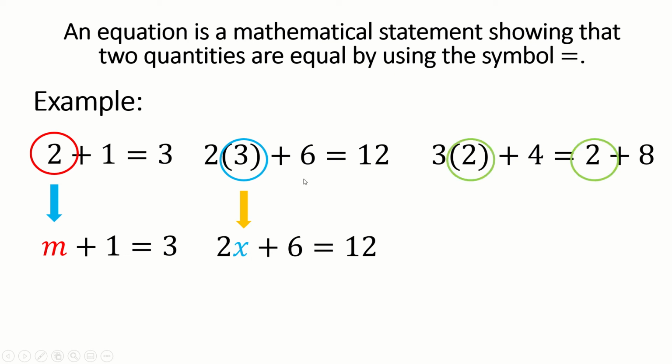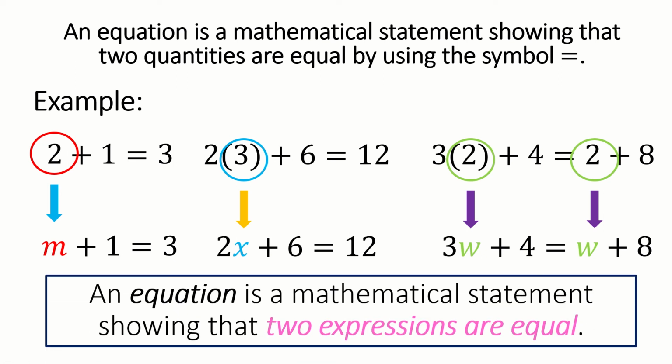And finally, what if here we don't know that this is a 2? So we represent it with a variable, and this time we will be using w. So from this example, with something that we don't know, we can have 3w plus 4 is equal to w plus 8. Isipin niyo na lang, pag gumagamit tayo ng equation, merong certain part ng ating equation na hindi natin alam. We represent that with a variable.